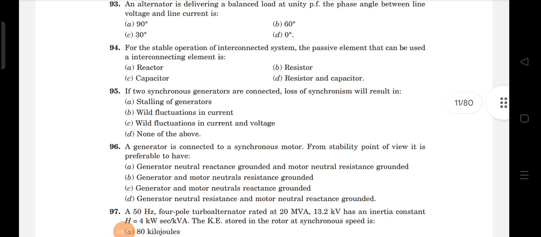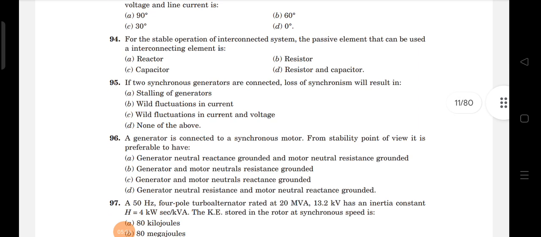Okay, next, if two synchronous generators are connected, the loss of synchronism will result in fluctuations in current and voltage.